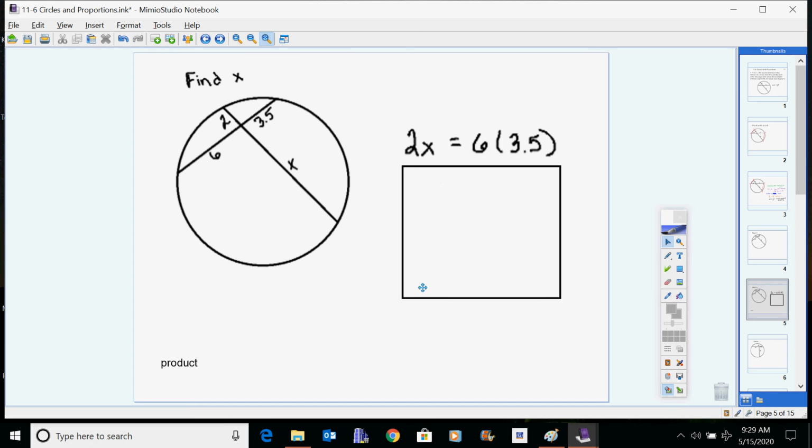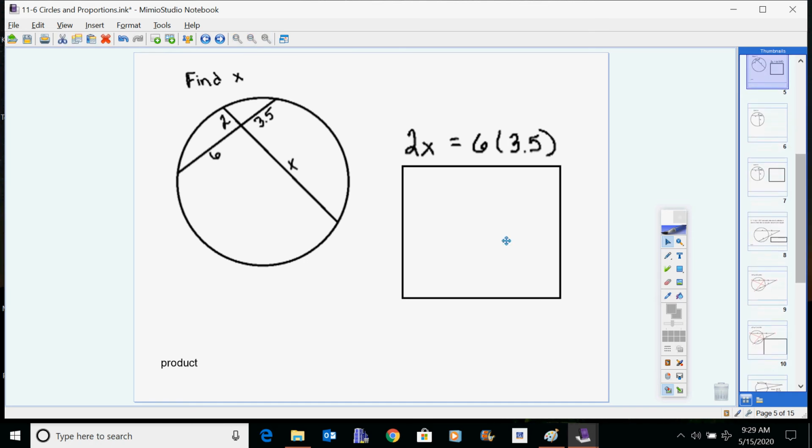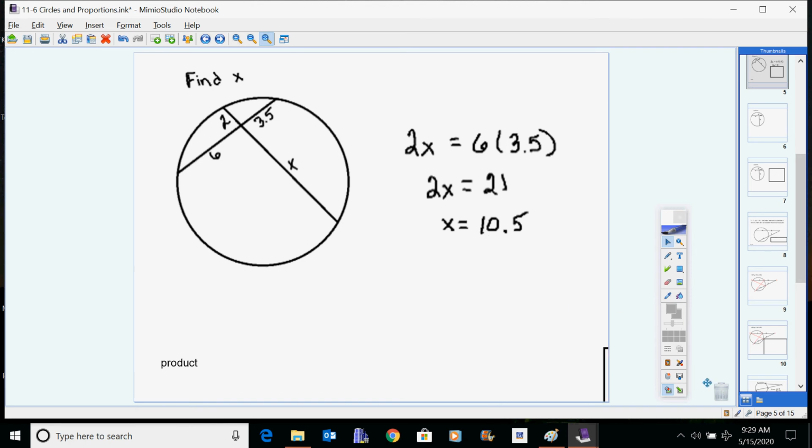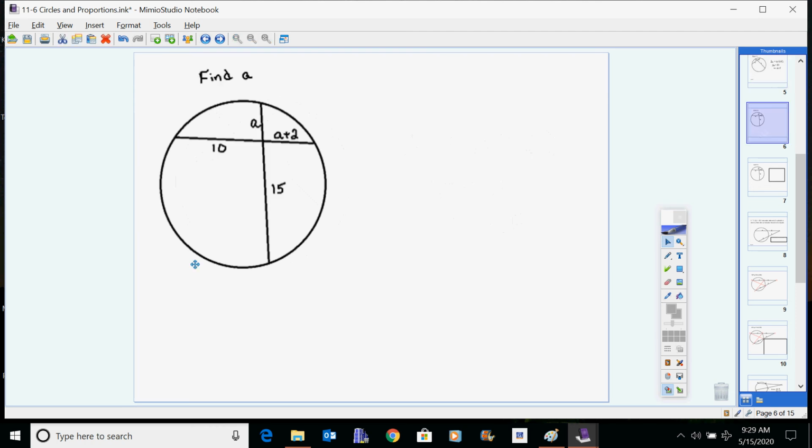Okay, so this is some of the simplest calculations that you will have done all year. It's hopefully not going to be too difficult for you guys. So 6 times 3.5 equals 2 times x using products. 6 times 3.5 gives you 21. And then divide by 2 and you get 10.5. And that's just finished and done. So once again, second keyword is product. This one again, products for this, because you've got your chords.